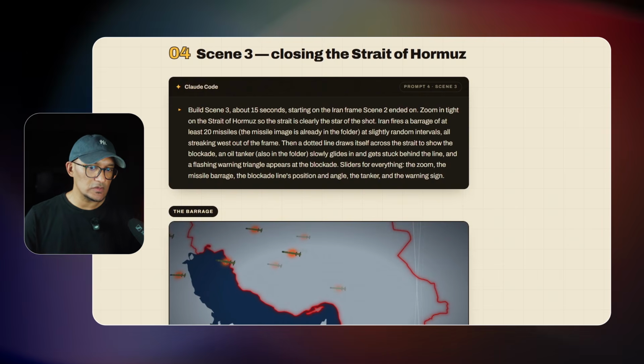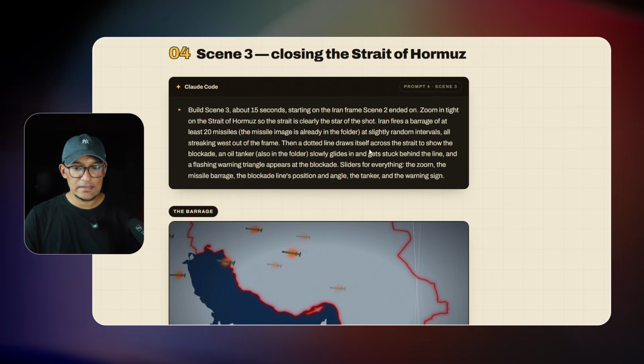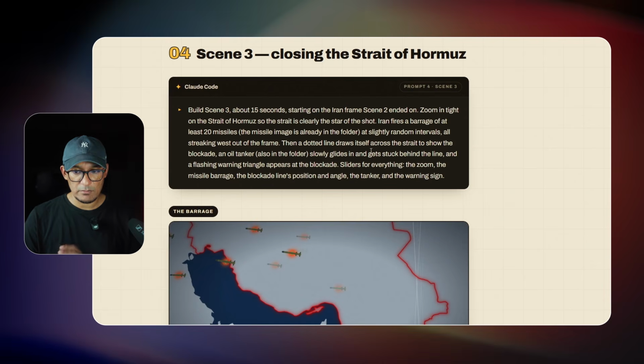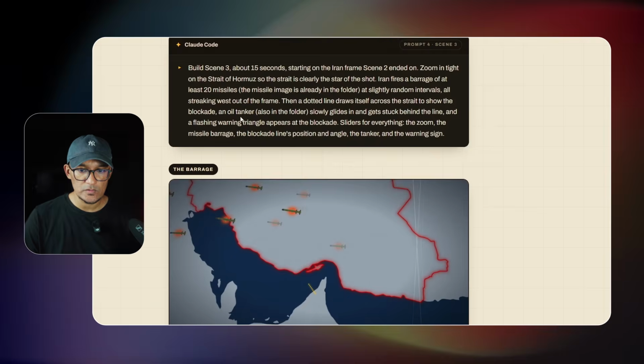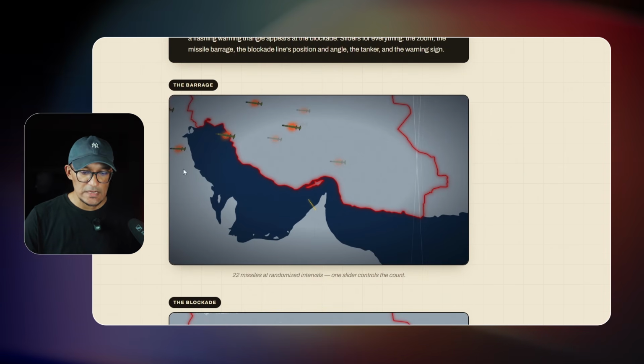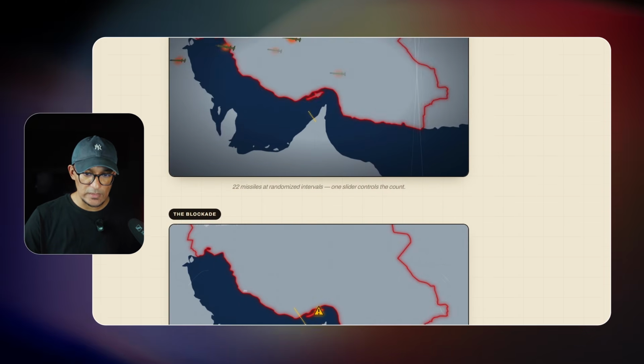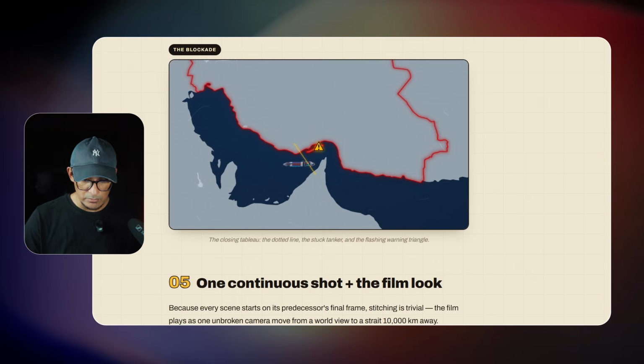And finally, going on to scene 3, we have the closing of the Strait of Hormuz, right? So this is a 15-second scene, and it's starting again on the last frame of scene 2. So we have a tight zoom in on the Strait of Hormuz, and then we have the dotted lines appear, the missiles flying across, and this is what it looks like, right? So we have the missiles going about, and then we have the blockade.